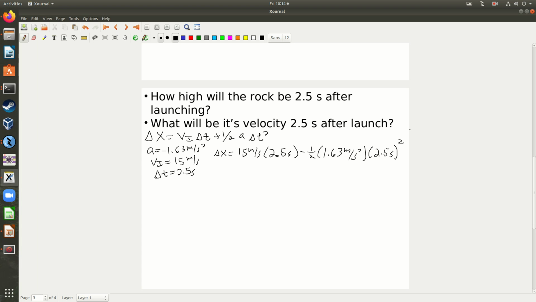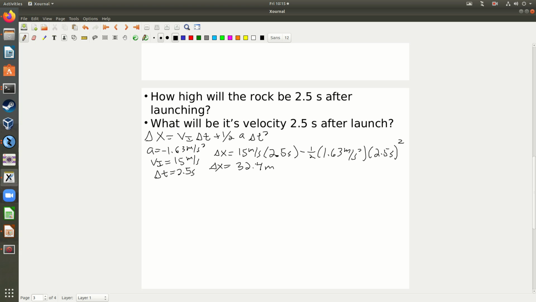Alright, time to do some calculation. Let's see here, minus 0.5, 1.63 times 2.5 squared. Looks like 32.4 meters. Okay. That's a bad M. Really bad M. Make a better M. No, bad M. Try one more time. Better. Okay, so 32.4 meters is how high it goes.